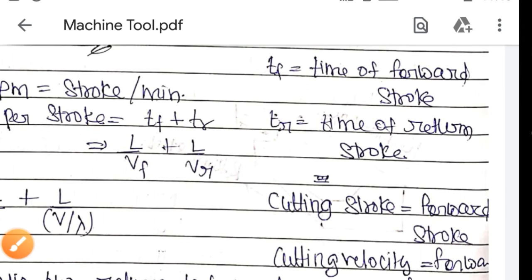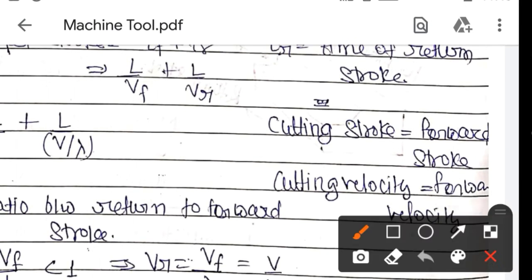One more thing: the cutting stroke is also known as the forward stroke, and the cutting velocity is also known as the forward velocity. They may give you any of these in questions, so you should not get confused. Remember that the forward stroke and cutting stroke are the same. Similarly, cutting velocity and forward velocity are the same.